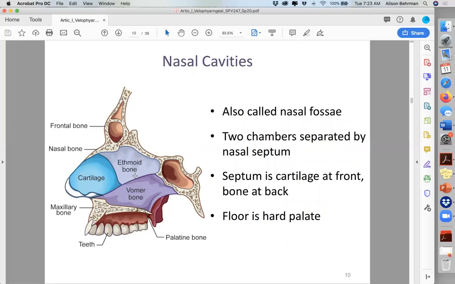Slide 10, the nasal septum. The division between the right and the left nares is composed of several segments that are important for you to know. And we'll be talking more about the ethmoid and vomer bone and the palate when we get to the section on bones.